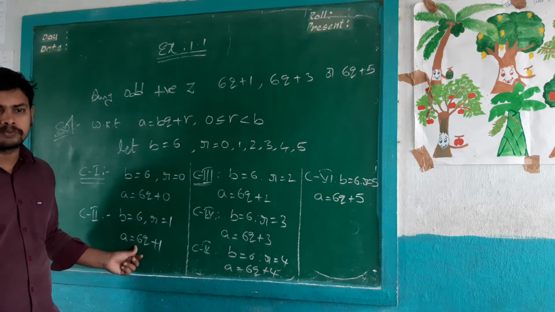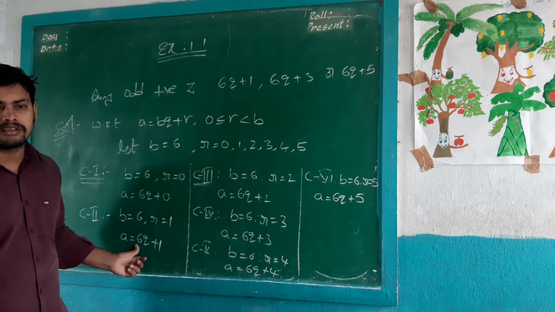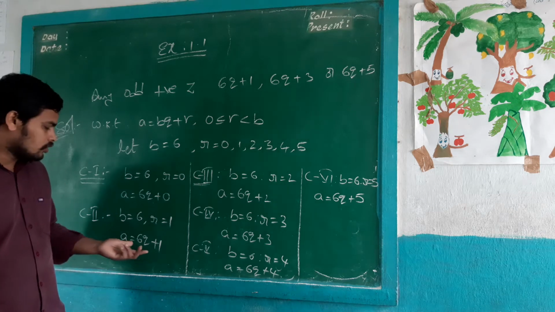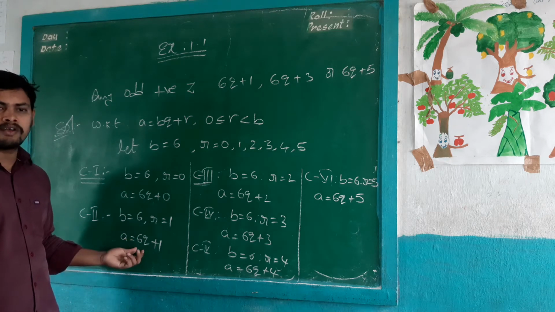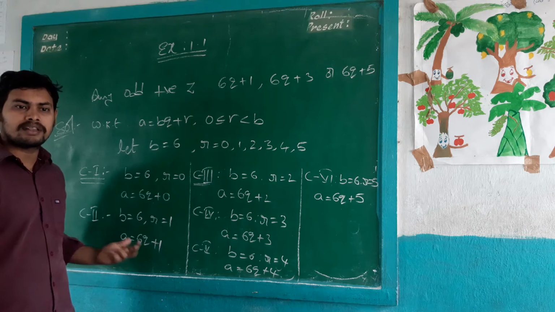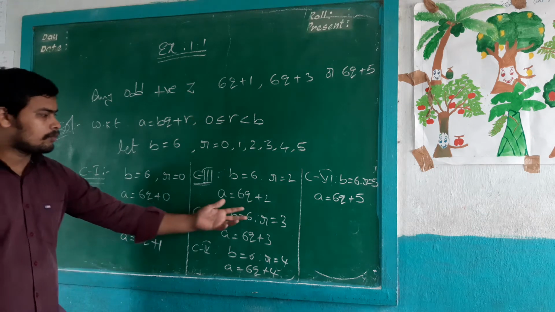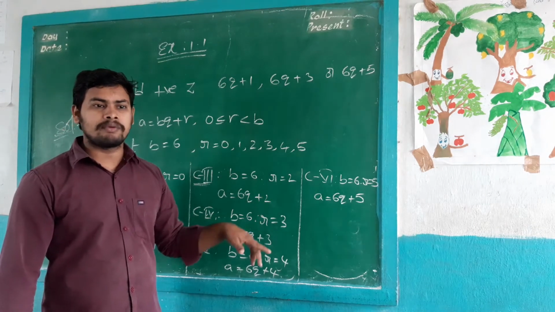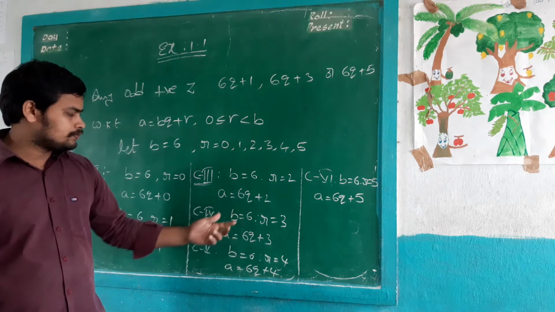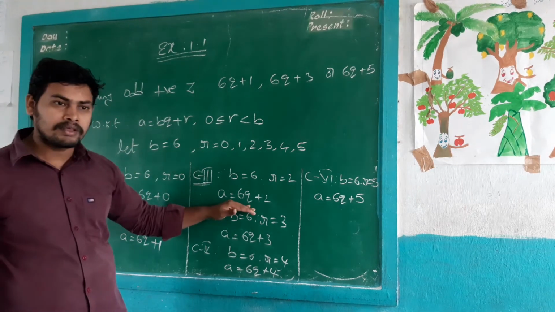But whenever we add an odd number to an even number, it becomes an odd number. Suppose take 2, an even number. When we add 1, 2 plus 1 is 3. 3 is an odd number. Whenever we add an odd number to an even number, the result will be an odd number. In the similar way, whenever we add an even number to an even number, the result will be an even number. So this case is wrong because we need an odd number, but it is an even number.